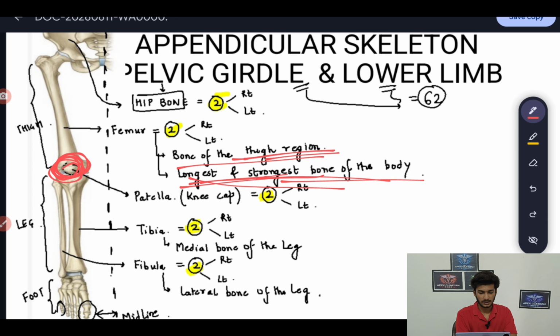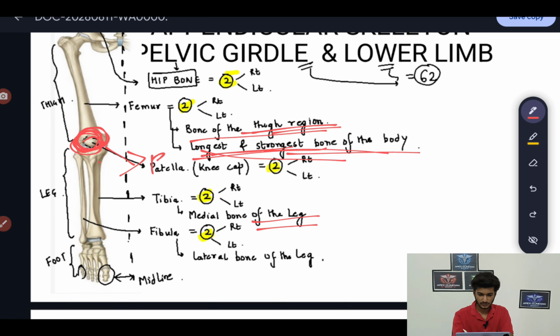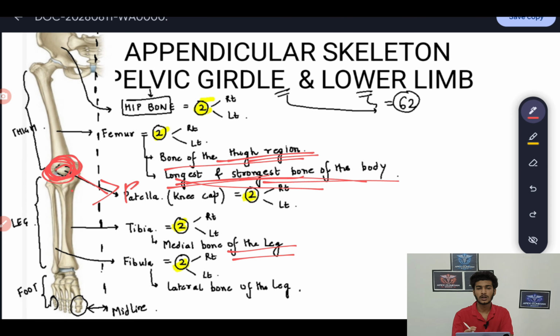Then this bone, which you can see, is round in shape. You can tell this is the patella bone. The patella is also called the kneecap and is joined with the help of a hinge joint to the femur bone and the tibia and fibula. Then the tibia is also two in number, and the tibia is the medial bone of the leg. The fibula is the lateral bone of the leg. So this is all about the pelvic girdle present here.